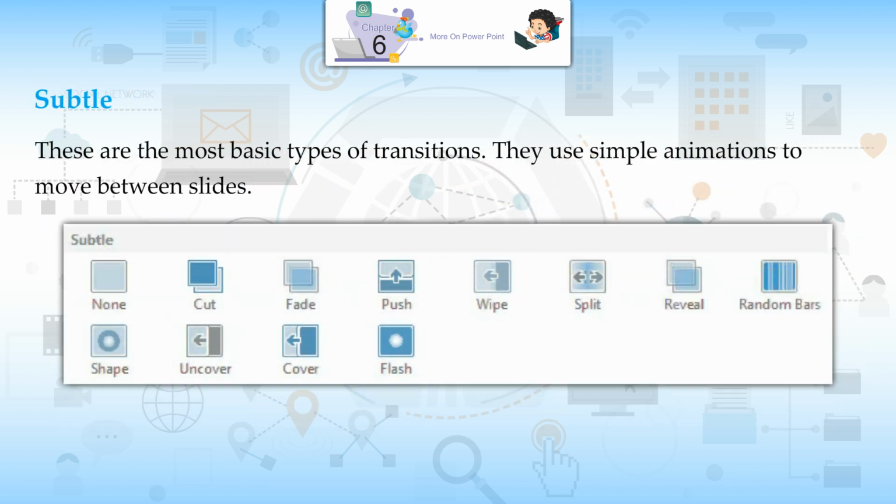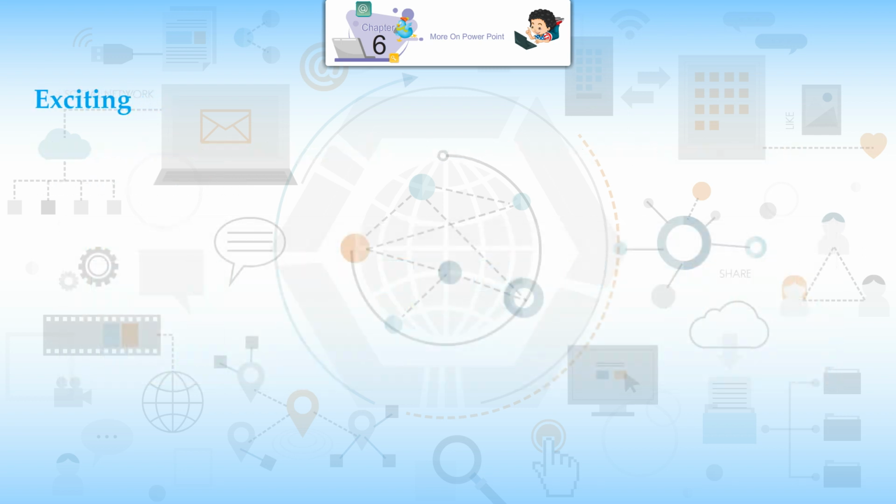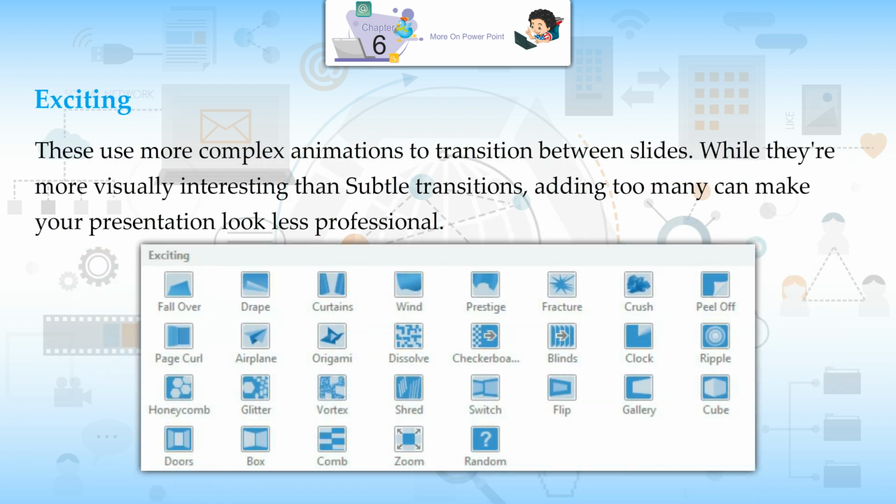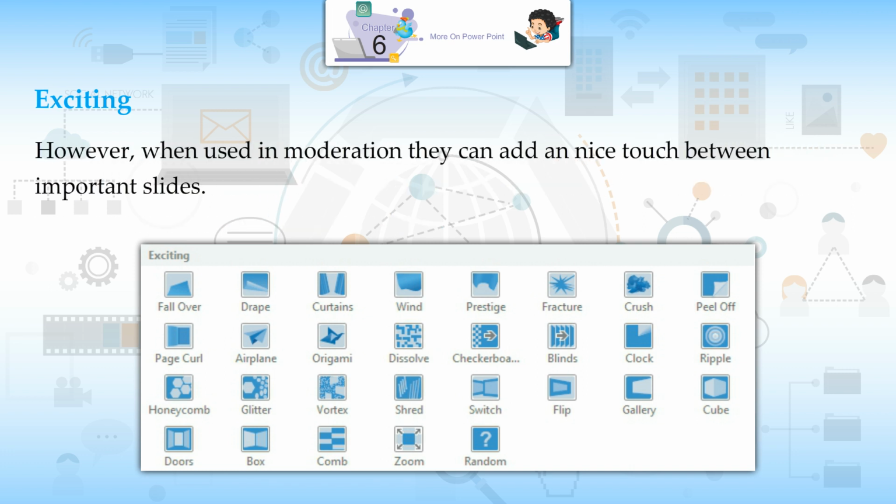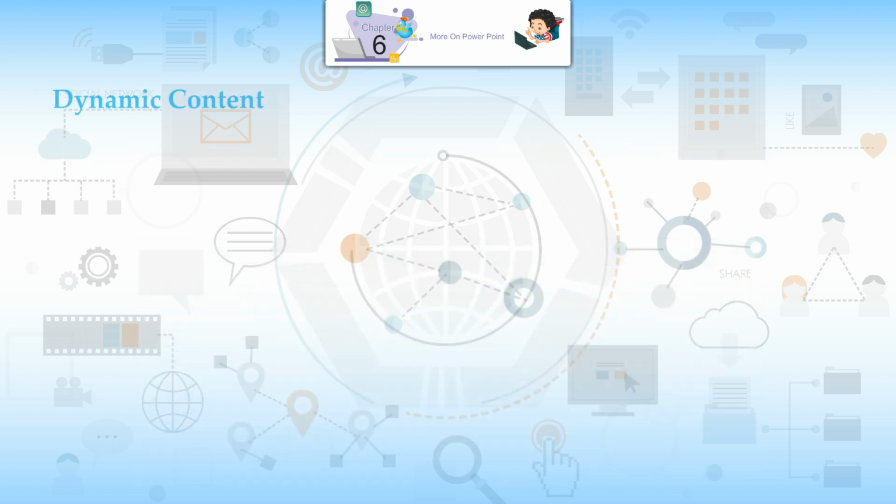Subtle. These are the most basic types of transitions. They use simple animations to move between slides. Exciting. These use more complex animations to transition between slides. While they are more visually interesting than subtle transitions, adding too many can make your presentation look less professional. However, when used in moderation, they can add a nice touch between important slides.